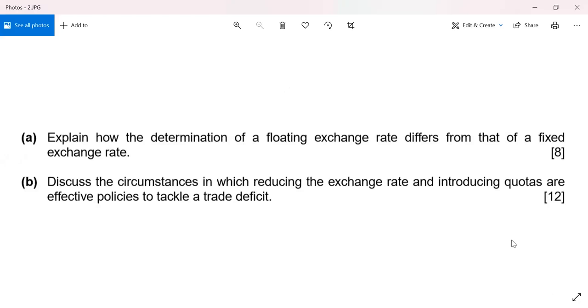Okay, so let's look at the question one more time. Explain how determination of a floating exchange rate differs from that of a fixed exchange rate. In this, we have already explained what a free floating exchange rate is. First of all, we defined both types of exchange rate systems. Then we made the graph for free floating and showed that no matter what happens, the government will not interfere to maintain a certain value. But that is not true for a fixed exchange rate, which we're about to look at right now.